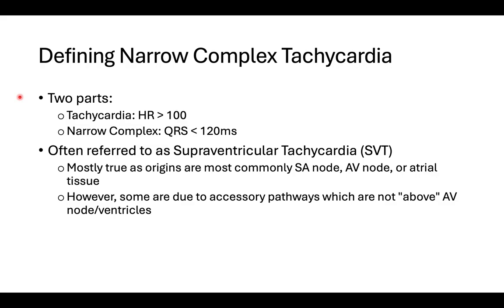Now, this is often referred to as supraventricular tachycardia, which for the most part is true, as the etiologies of these tachycardias, which we'll go through, are most commonly the SA node, the AV node, or atrial tissue itself. But there are some of the tachycardias, more specifically reentrant tachycardias, that are due to accessory pathways, which are not technically anatomically above the AV node or the ventricles themselves. And so while you'll hear these terms used relatively interchangeably, for the rest of the session, we will refer to these rhythms as narrow complex tachycardias.